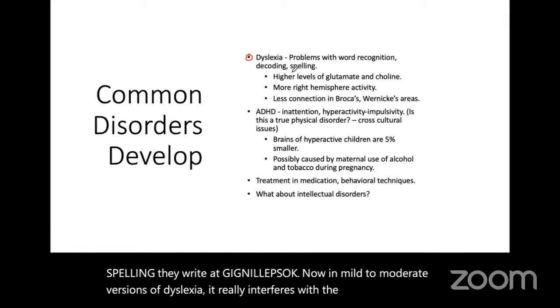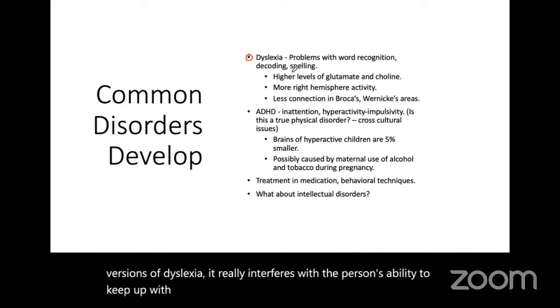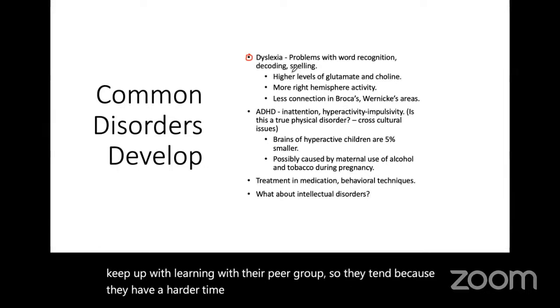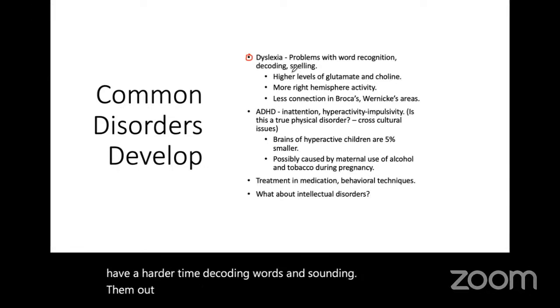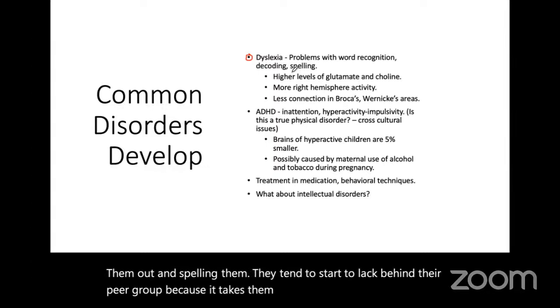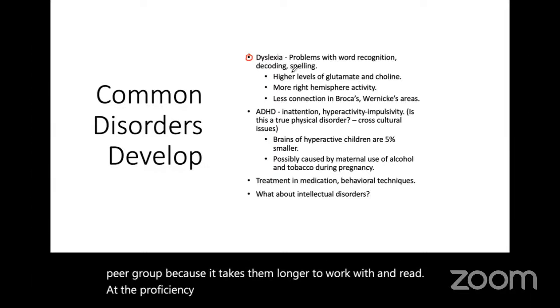Now, in mild to moderate versions of dyslexia, it really interferes with the person's ability to keep up with learning with their peer group. So because they have a harder time decoding words and sounding them out and spelling them, they tend to start to lag behind their peer group because it takes them longer to work with and read at the proficiency level for their age group.